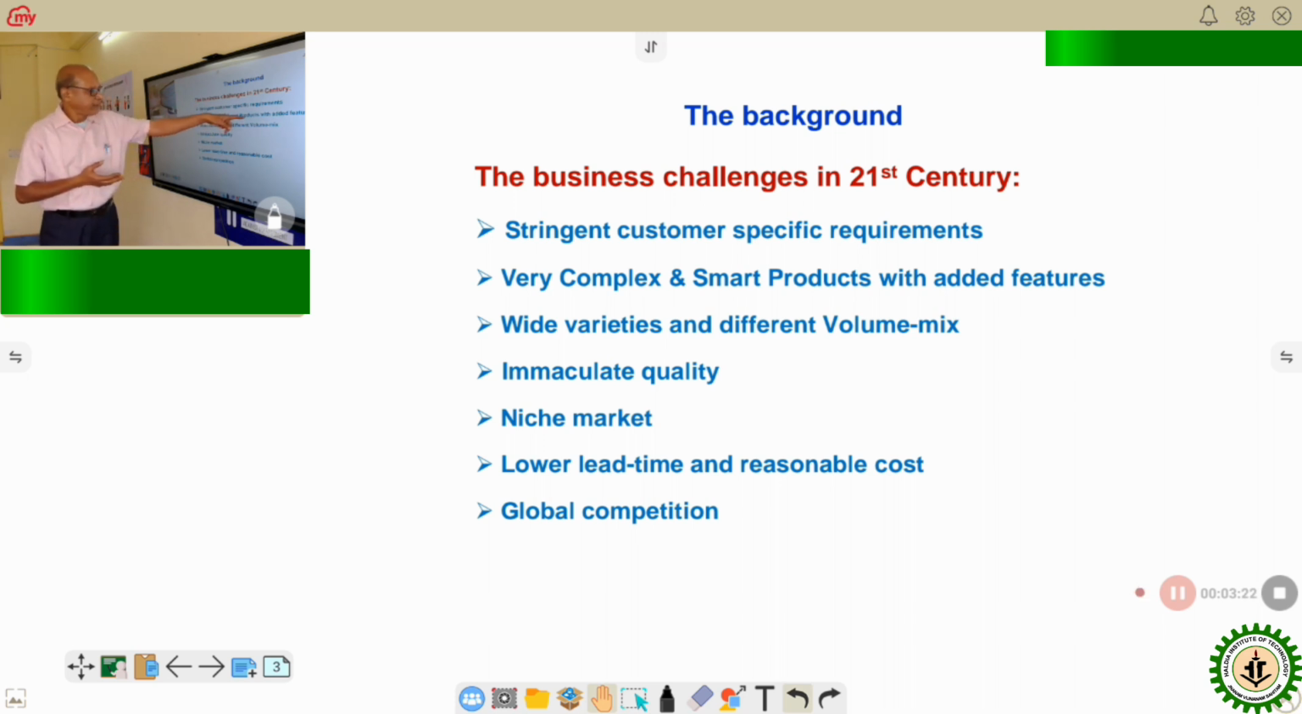Second, very complex and smart products with added features. In current days, if you take a glance toward society or our home front, you will find a lot of products popularly known as smart products. Smart TV, smart washing machine, smart refrigerator, likewise. Even the very handy and widely used item is the smartphone that we are using. What is smart? I will come to that a little later.